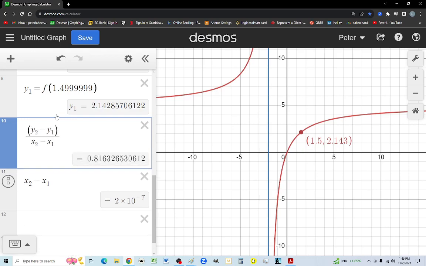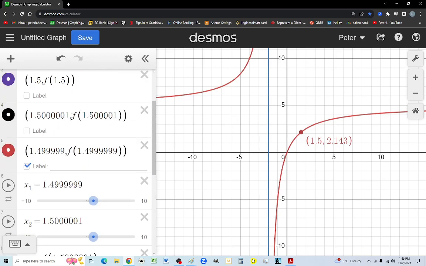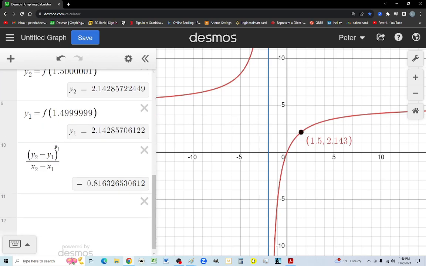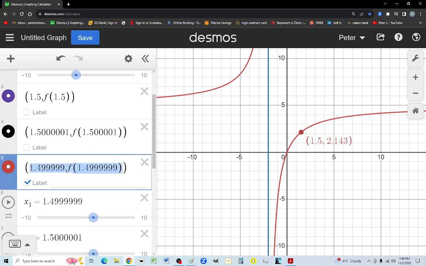0.8. And there we go. We got 0.8163, just like our graphing told us. And that's the rise over run if we take a point that's just to the right of our point of interest and a point that's just to the left of our point of interest. And that will give us rise over run. And that's precisely what the textbook does.